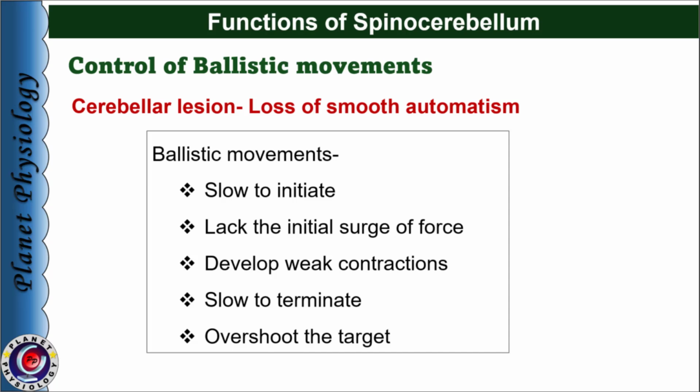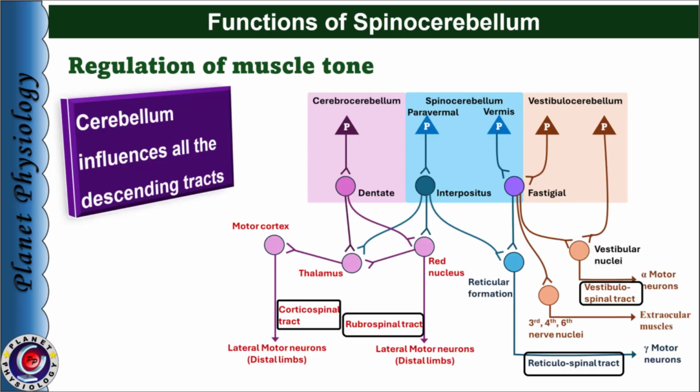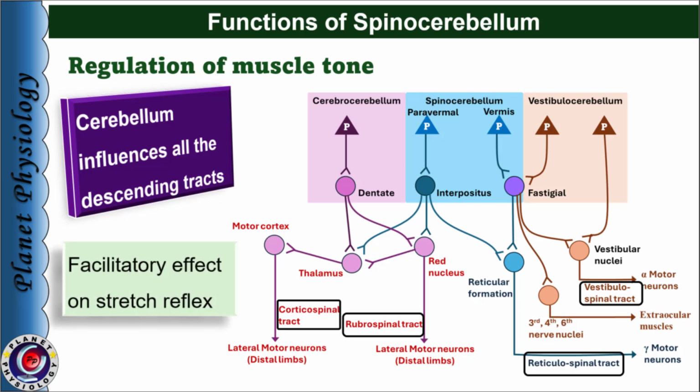Thus, the smooth automatism of ballistic actions is lost when the cerebellum is damaged. Now, the last function of spinocerebellum, regulation of muscle tone. This is achieved through cerebellar influence over various descending motor pathways. In humans, the cerebellum exerts a facilitatory effect on the stretch reflex, thereby maintaining optimal muscle tone.